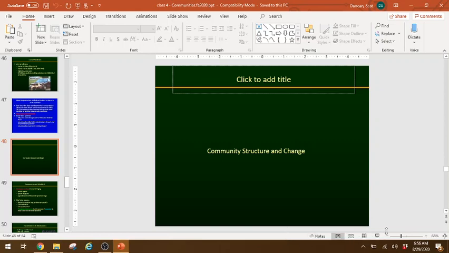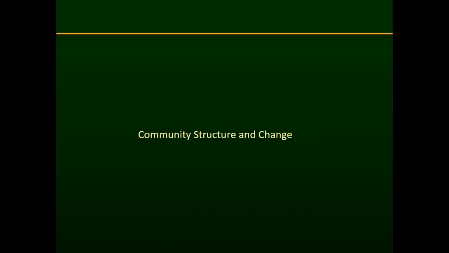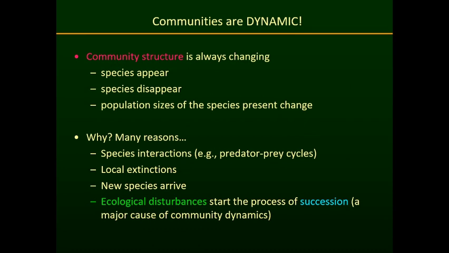I love it. All right, so we paused here when we got to community structure and change. What I want to explore with you now is that communities are dynamic. They are always changing. If you go back to an ecosystem that you visited several years ago, you will find some changes. Some species are there now that weren't there before. Some species have disappeared. Population sizes of species will have changed and adjusted.